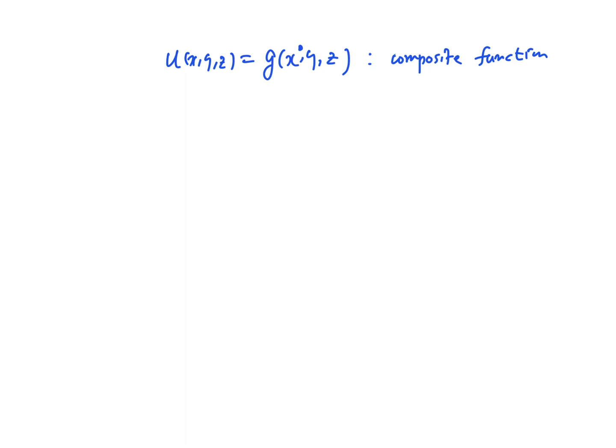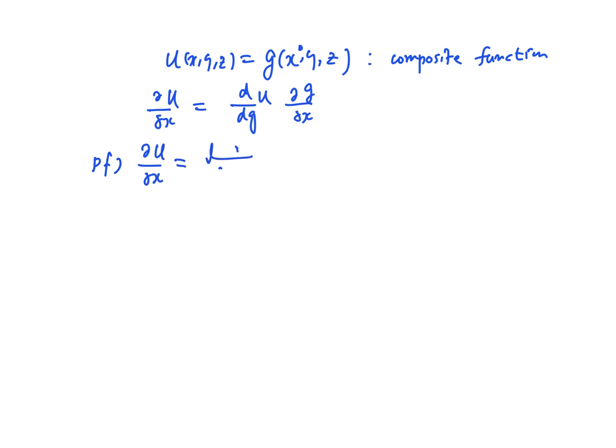So I just write down the answer and then give you proof. So partial x partial u is dg du partial x partial g. Proof. By definition, partial u is, of course, delta goes to 0, right?